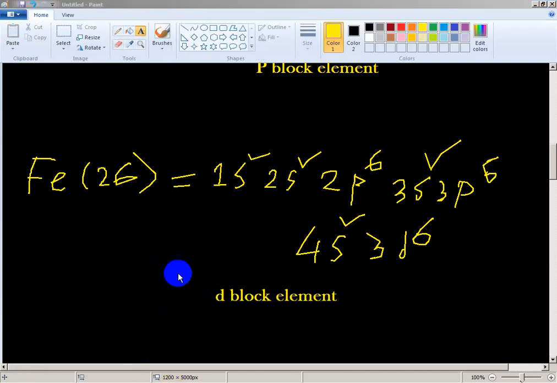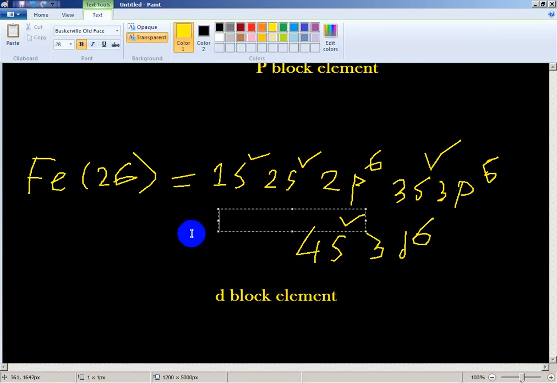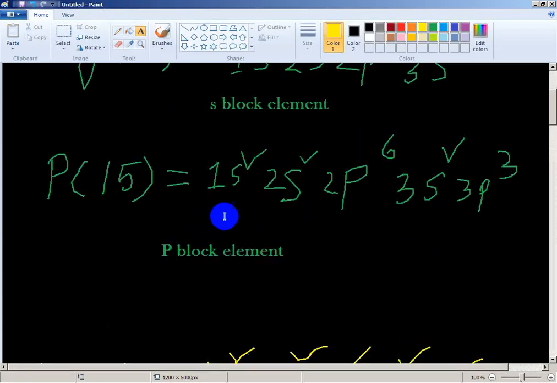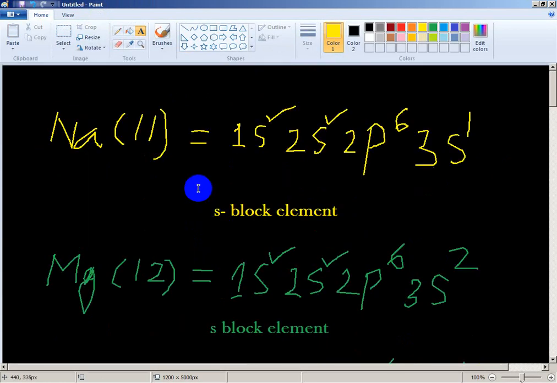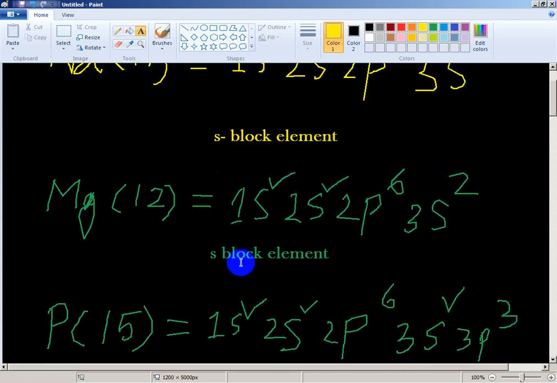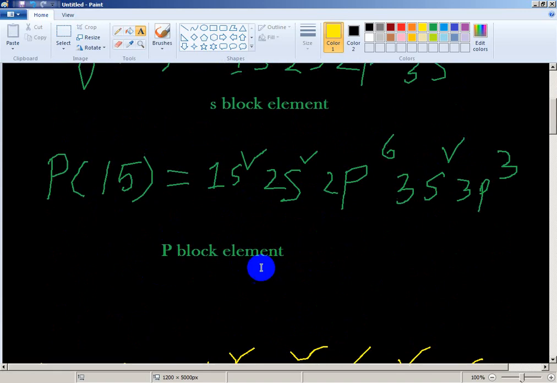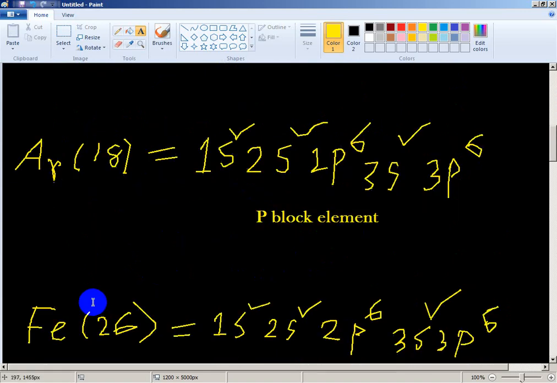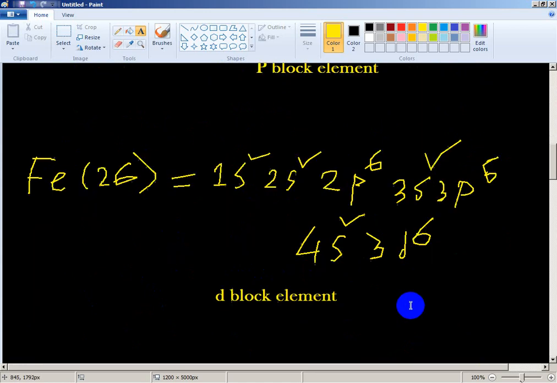So we are classifying elements depending on electronic configuration. Like sodium, atomic number 11, the last electron enters the s orbital, so it is an s block element. Magnesium, group 2, s block element. Phosphorus, group 15, p block element. Iron, d block element, the last electron enters the d orbital.